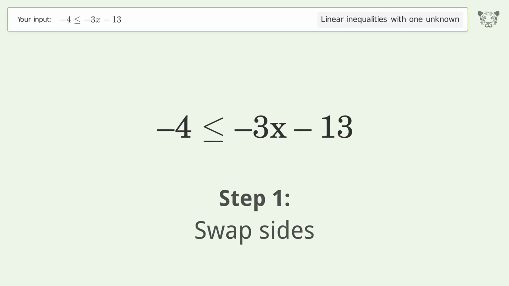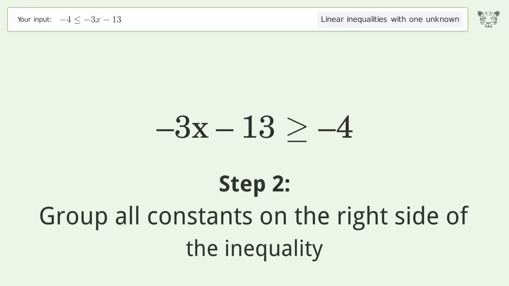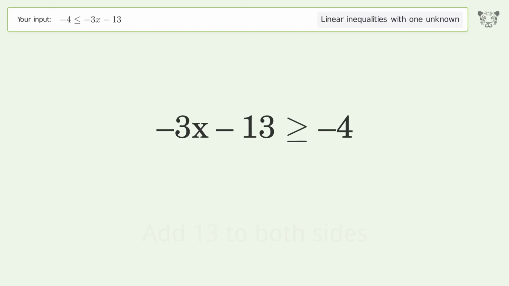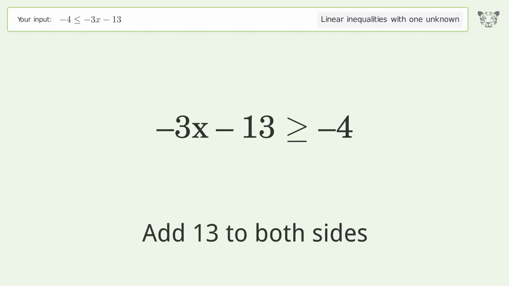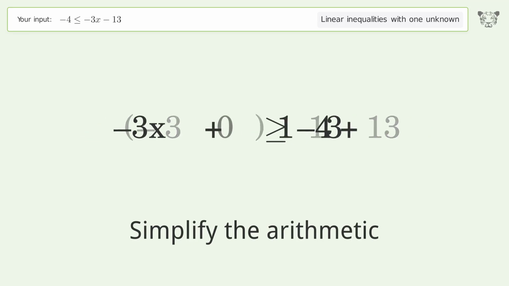Swap sides. Group all constants on the right side of the inequality. Add 13 to both sides. Simplify the arithmetic.